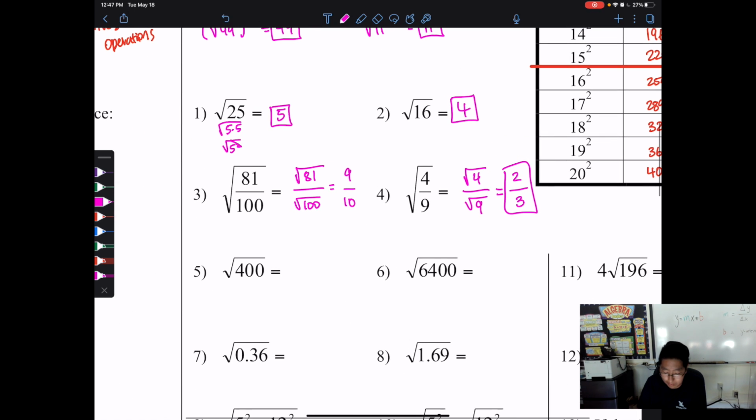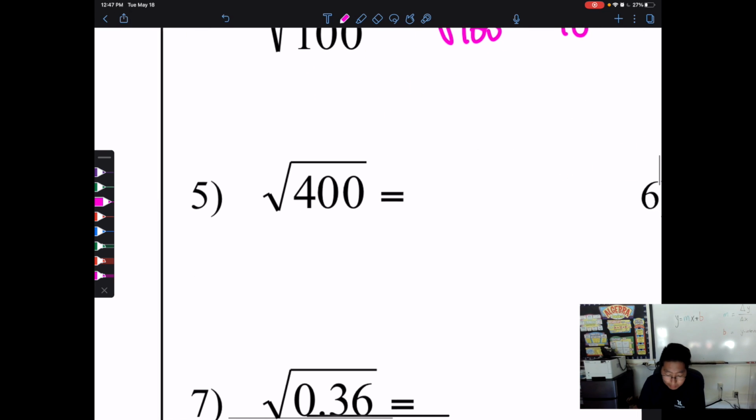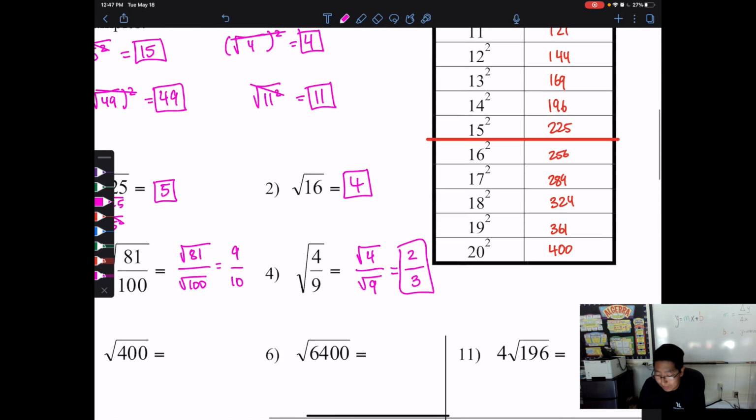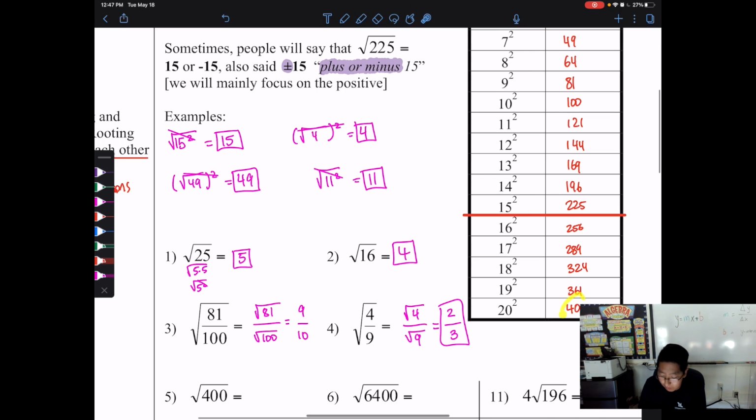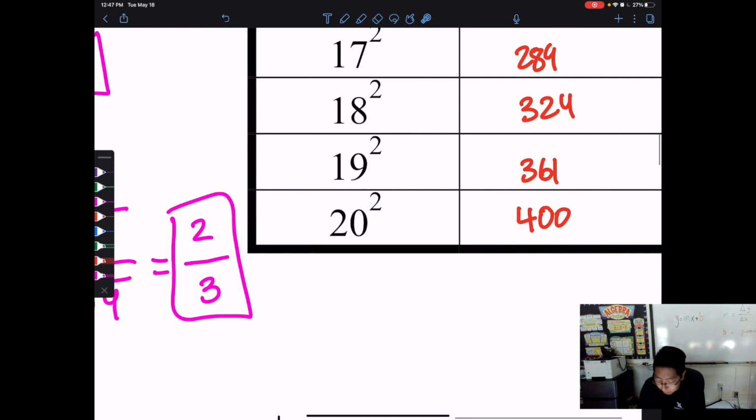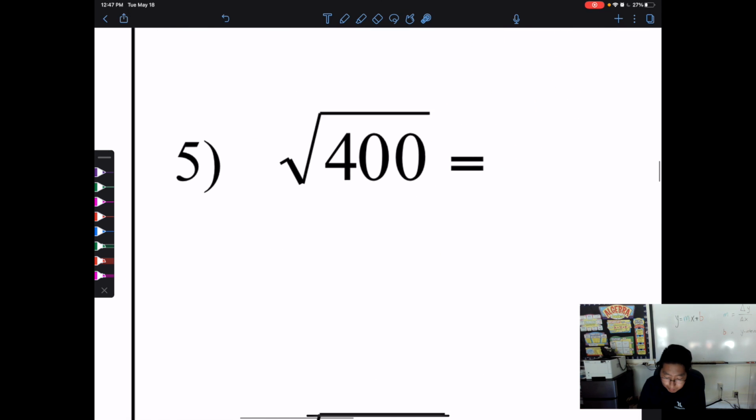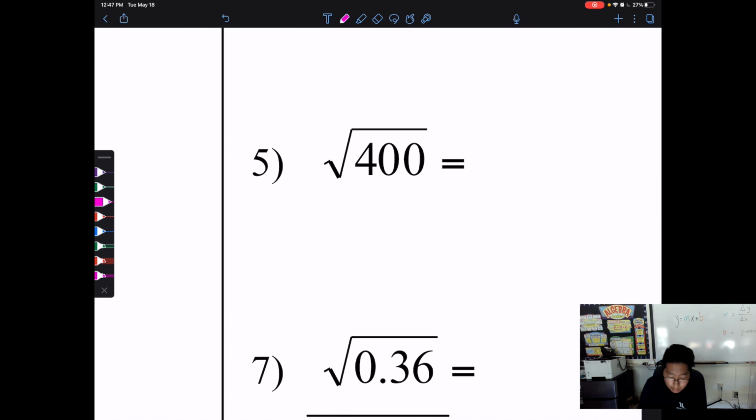Okie dokie. Now, here's another one. 400, it's on our list, right? We can see that 400 is a perfect square. So if we square root that, we're going to end up with the base, which is 20 here. So here, this is the square root of 20 times the square root of 20. So here the answer is 20.